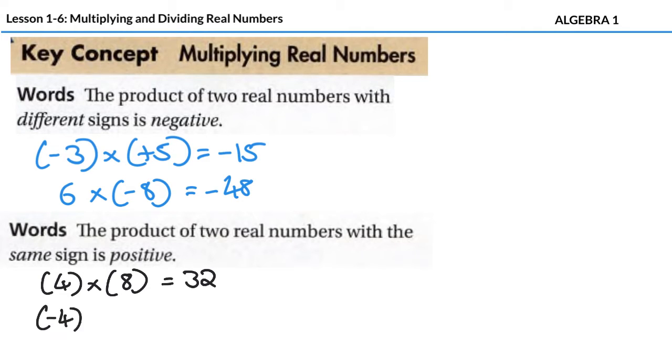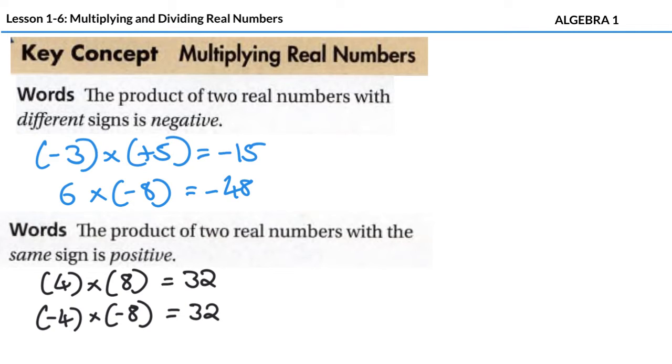Let's take another example. Negative 4 times negative 8. Now here both these numbers have the same sign, negatives. So the product will be positive, and 8 times 4 is 32 again.